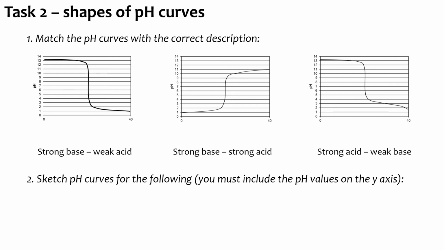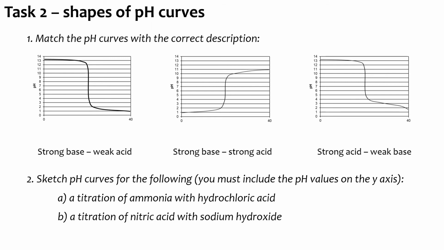And the number 2, sketch pH curves for the following. You must include the pH values on the y-axis. A, a titration of ammonia with hydrochloric acid. B, a titration of nitric acid with sodium hydroxide. And C, a titration of ethanoic acid with ammonia. Pause the video and then mark your answers.